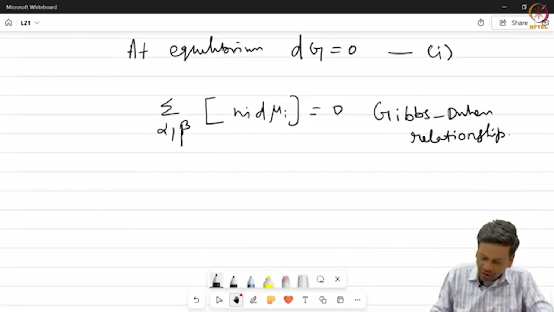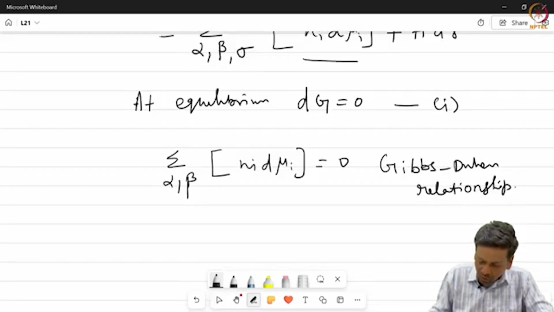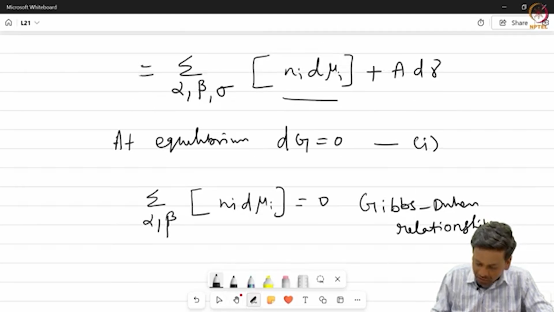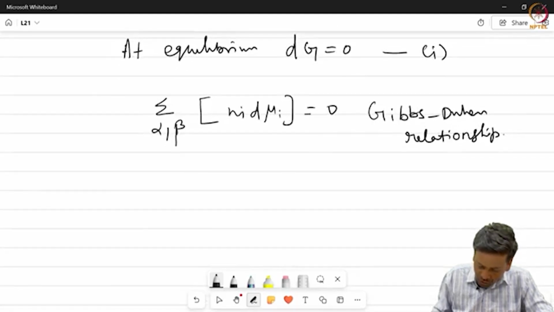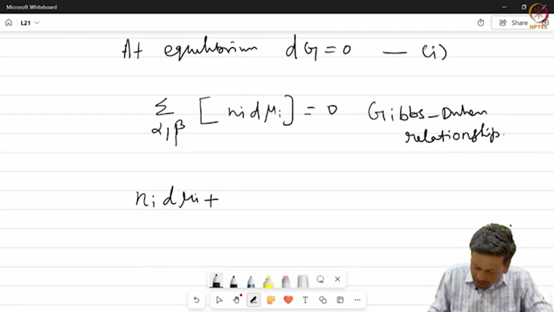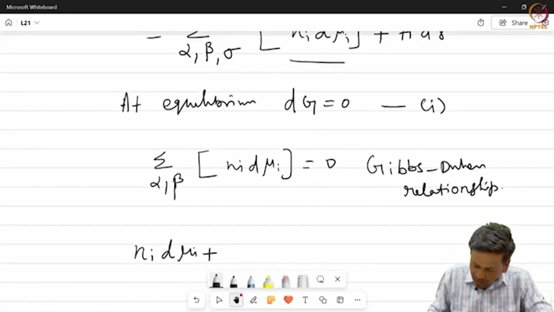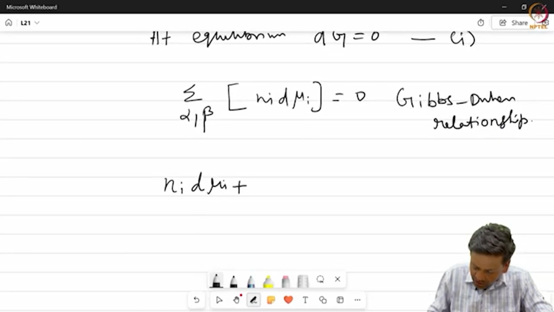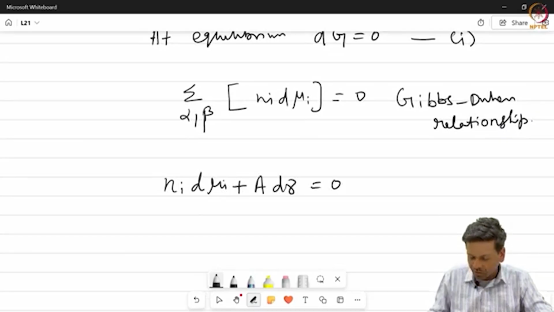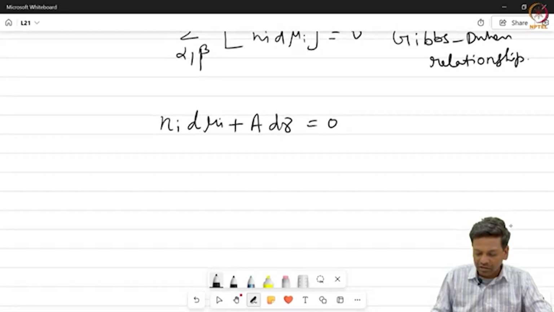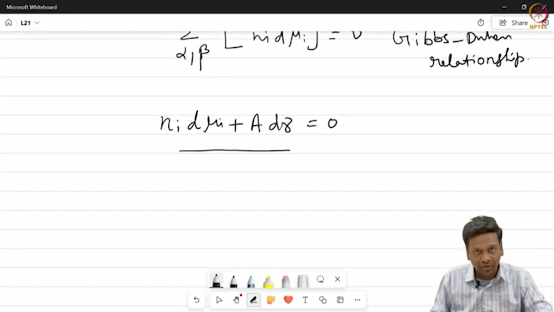But what is now left is only one term that is not 0, that is from the surface, from the interface. So, you will have summation of Ni d mu i plus A d gamma, which is equal to 0. These two terms only will survive now.